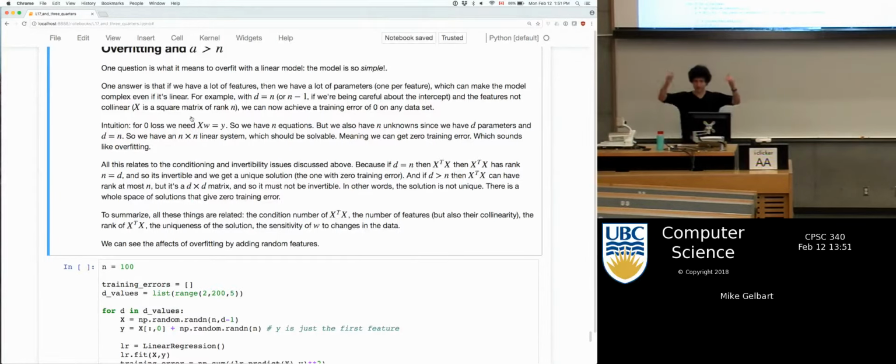We have n y values, so we have n equations that need to be satisfied, and we have n free parameters because we set d equals n, or plus or minus one with the intercept, but roughly d equals n. So there are n w's, n free parameters and n equations, and it's linear, so we should just be able to solve it. There should be a solution, meaning that with that many features, d equals n, we can get 0 training error. Well, not exactly no matter what, but roughly, not worrying about collinearity for a minute.